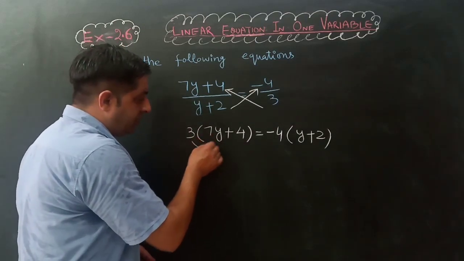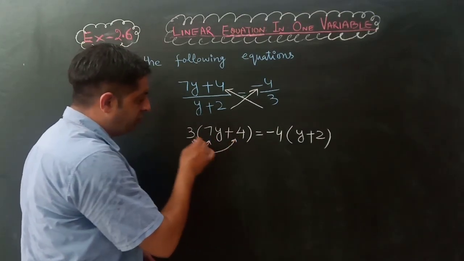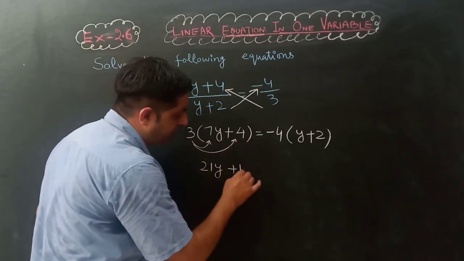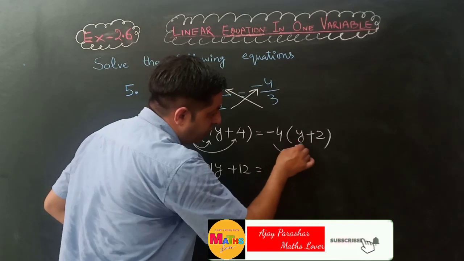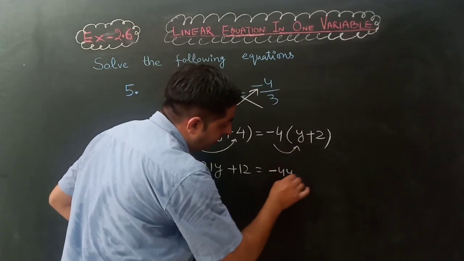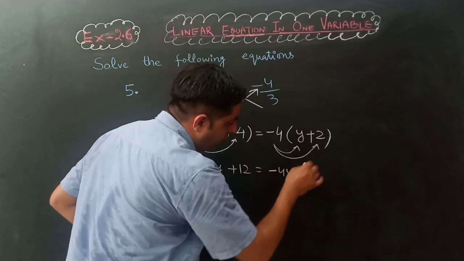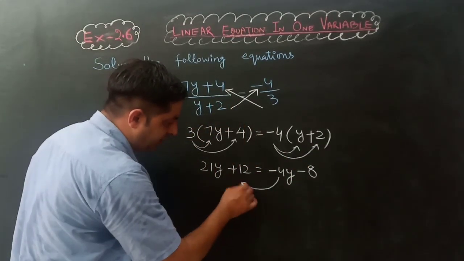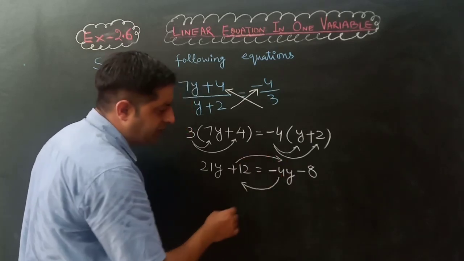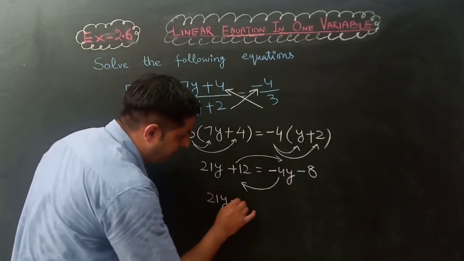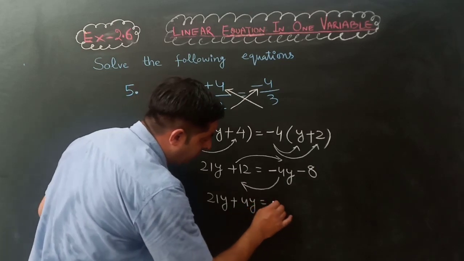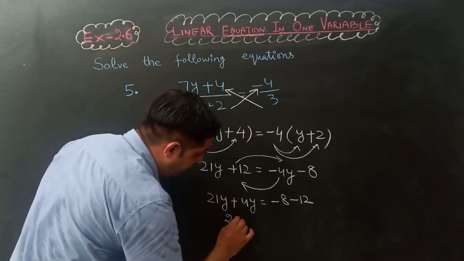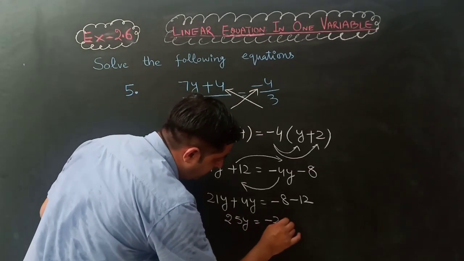So 3 multiply with 7y first, then 3 with plus 4, you will get 21y. 3 into plus 4, you will get plus 12. Now multiply minus 4 with y, you will get minus 4y. Then minus 4 with plus 2, you will get minus 8. Now shift 4y to left hand side and plus 12 to right hand side. 21y plus 4y is equals to minus 8 minus 12. This is 25y is equals to minus 20.